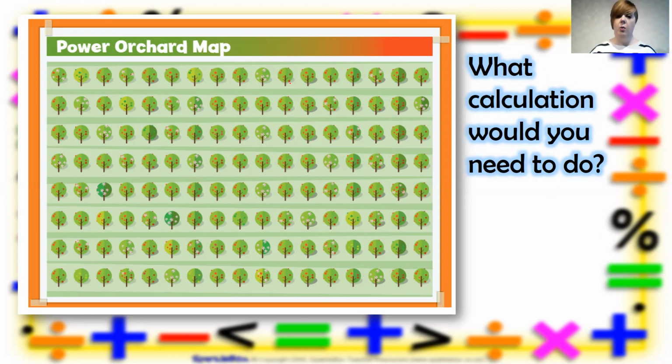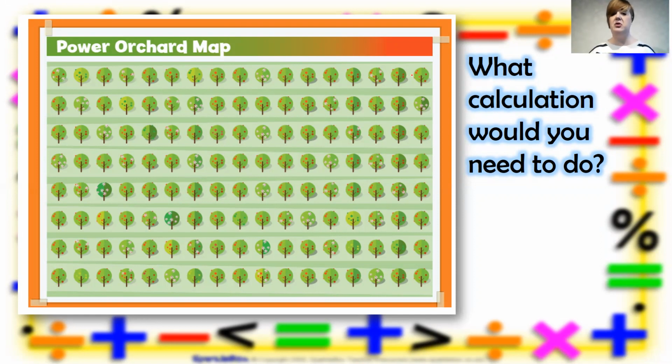Okay, so what we need to do first of all is find out how many trees are in each row and how many trees are in each column, and that will tell us the calculation we need to do. So we've got 1, 2, 3, 4, 5, 6, 7, 8 trees in each column, and 1, 2, 3, 4, 5, 6, 7, 8, 9, 10, 11, 12, 13, 14, 15, 16, 17 trees in each row.